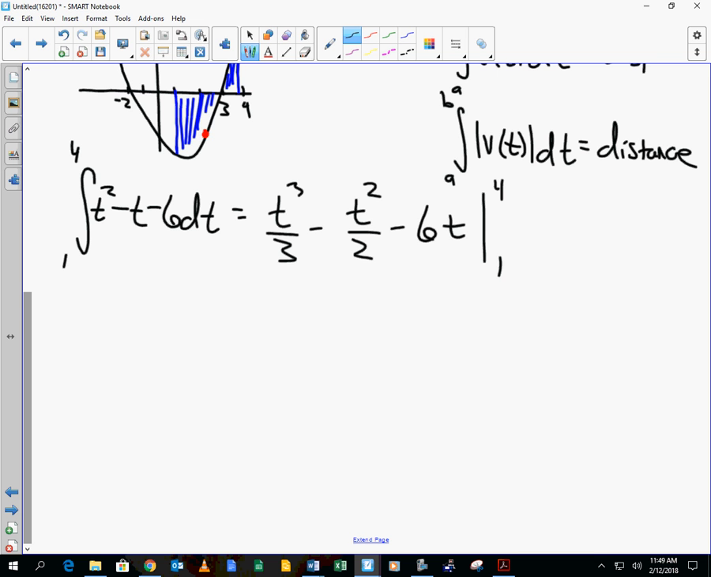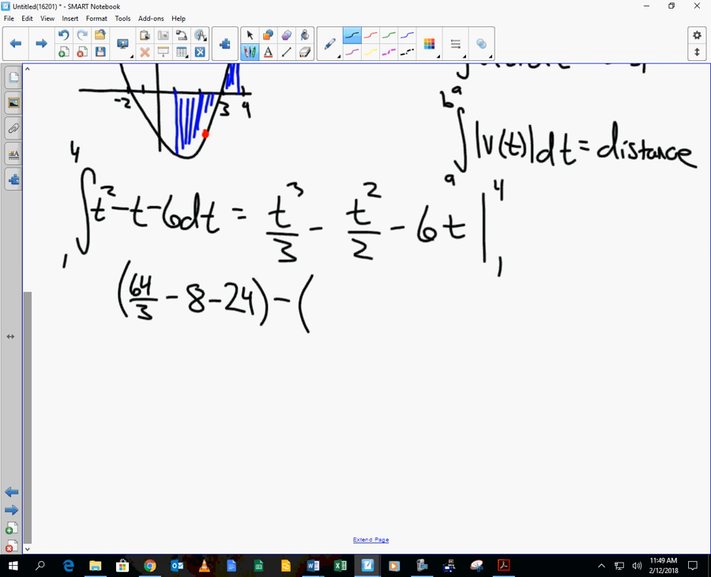About 65% of the AP exam, you're not allowed to use the calculator. About 35% you are. We're going to try without the calculator right now. Okay. 64 over 3 minus 8 minus.